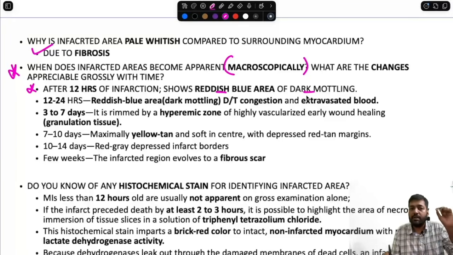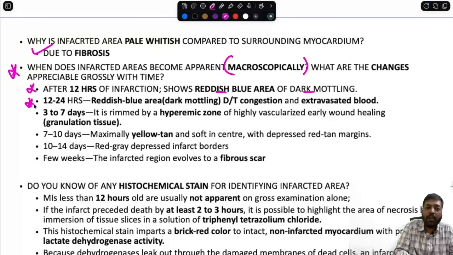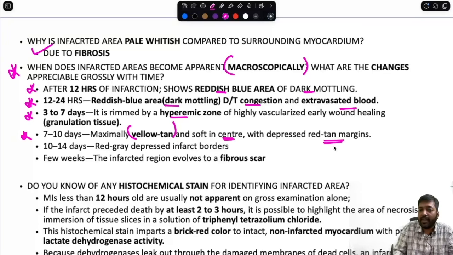Focal areas of reddish bluish dark mottling will be seen. So what are the macroscopic changes? In 12 to 24 hours, you will see dark mottling, that is reddish bluish area, which occurs because of congestion and extravasated blood. In 3 to 5 days, you will see that the lesion is rimmed by a hyperemic zone of highly vascularized early wound healing, that is granulation tissue. In 7 to 10 days, it is maximally yellow tan and soft in center with depressed red tan margins.